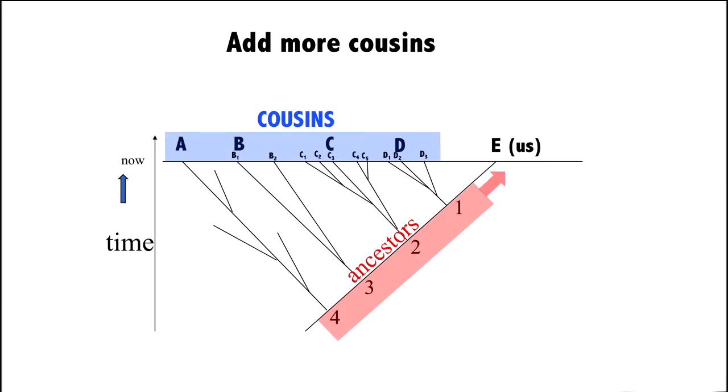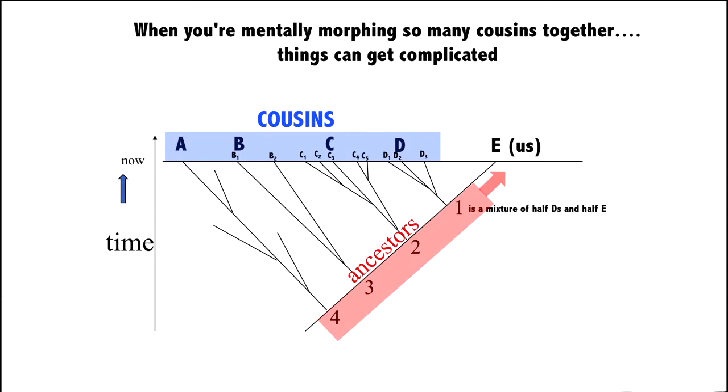So look at D, we've added three Ds, and we've got five Cs, and we've got two Bs. So now when we try to ask the question, what did our ancestor one look like? We have more information. We can combine D1 and D2, and then combine that with D3, and then that composes half of what one will look like. And then E is the other half. So when you're mentally morphing so many cousins together, things can get pretty complicated.